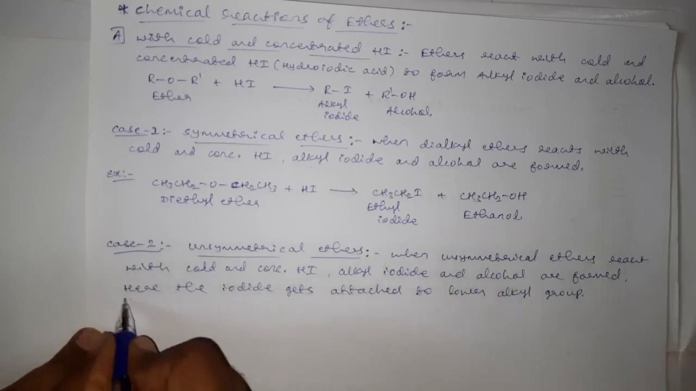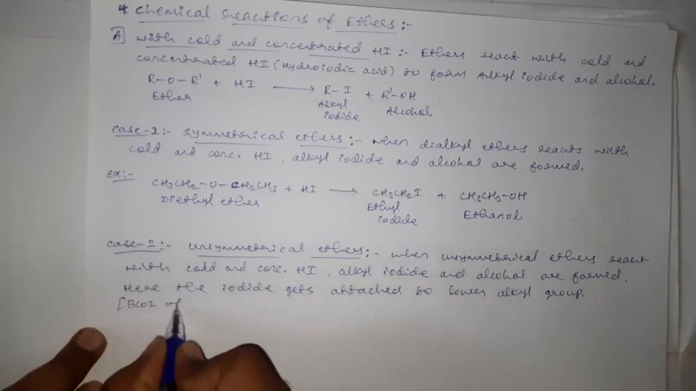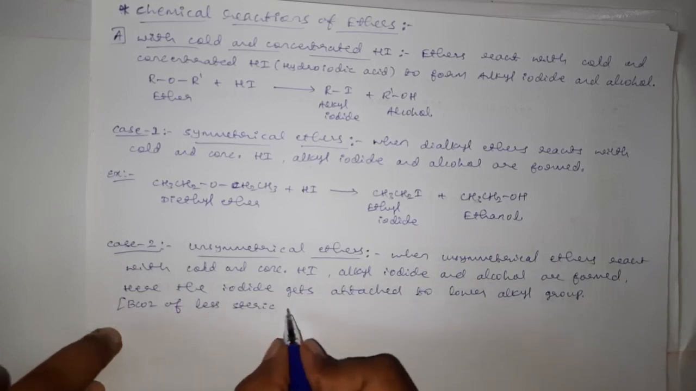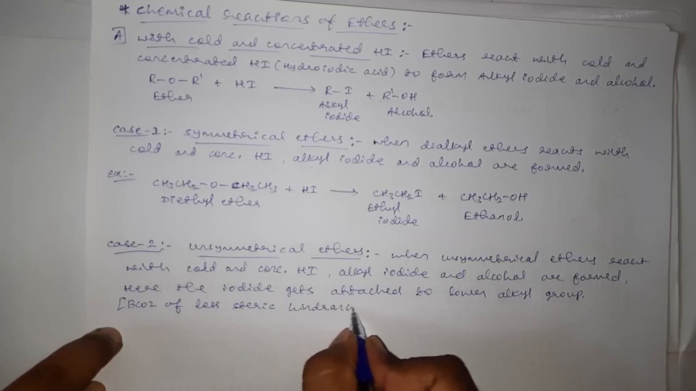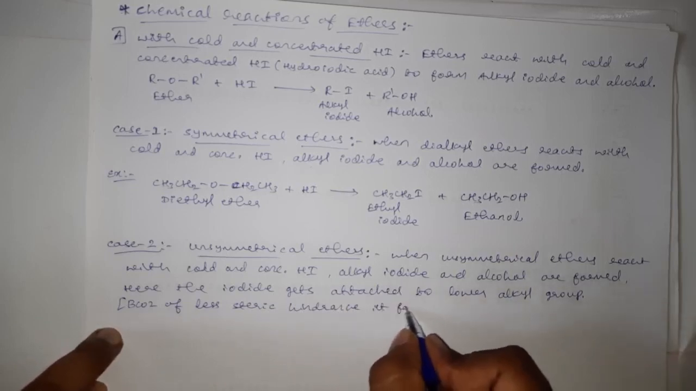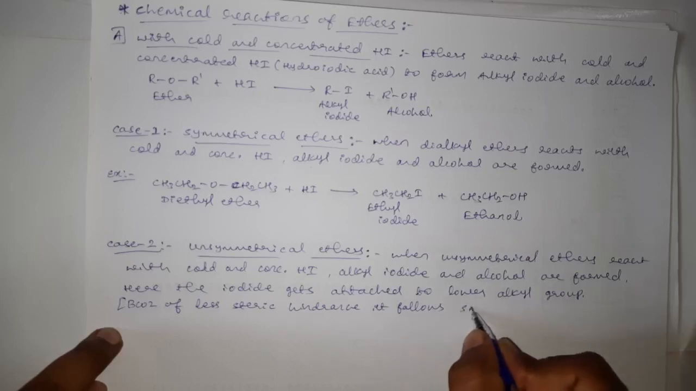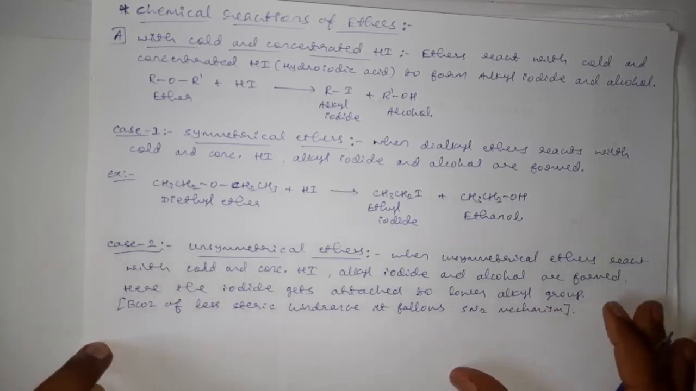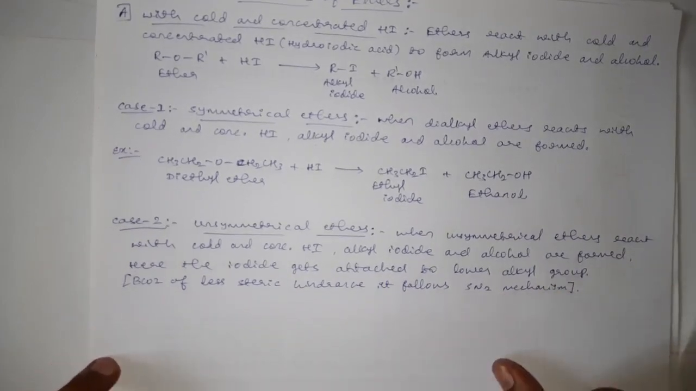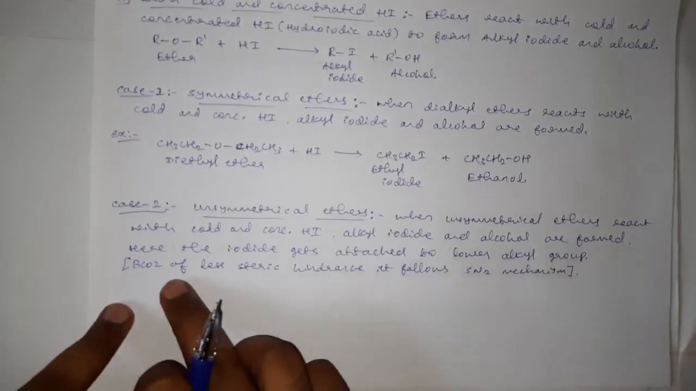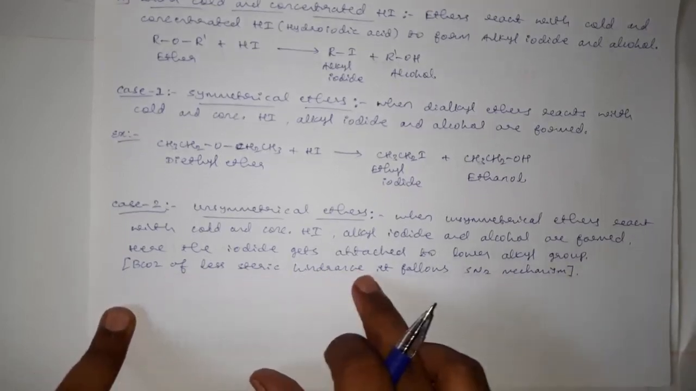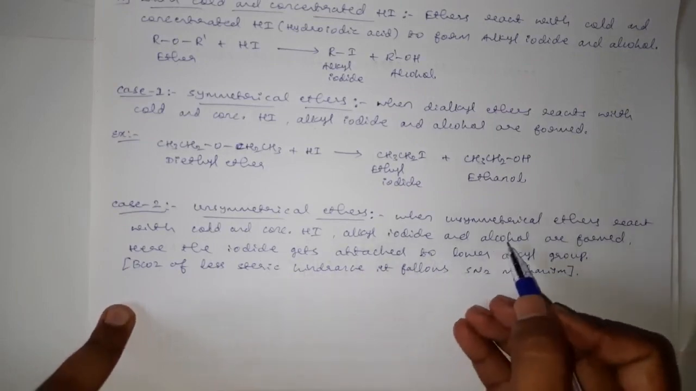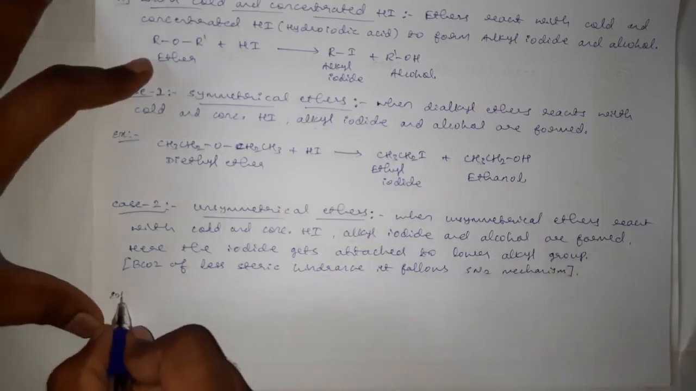The reason for this one is because of less steric hindrance. It follows SN2 mechanism. About reaction mechanism we are discussing later. First see the reason. Because of less steric hindrance on the lower alkyl group, the iodide gets attached to that alkyl group.